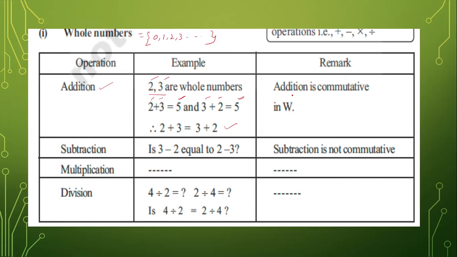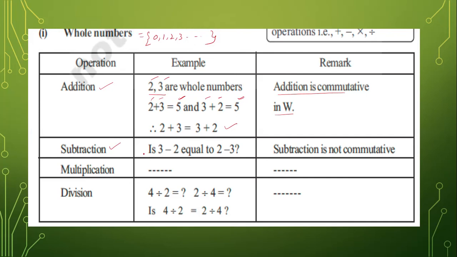And what is the remark here? In the third column, addition is commutative in whole numbers. W means whole numbers. When the result is not changed even though the order is changed, then we can say the commutative property is satisfied by addition under whole numbers. Like that. Now we move to another operation, subtraction.